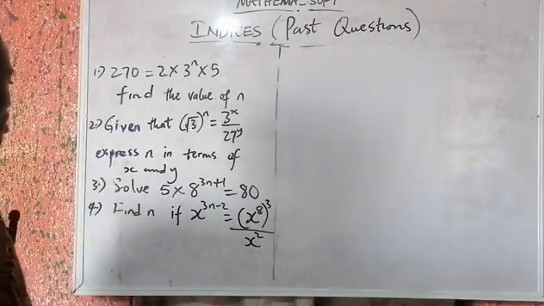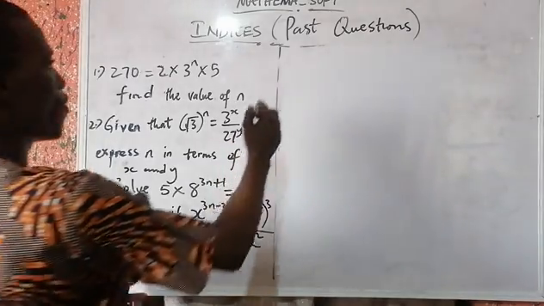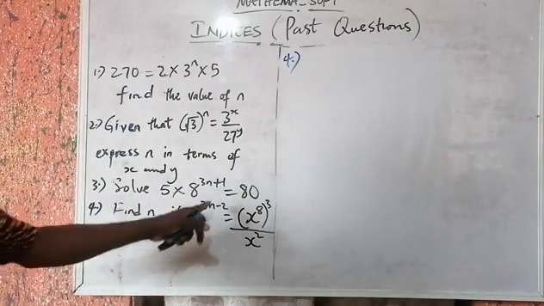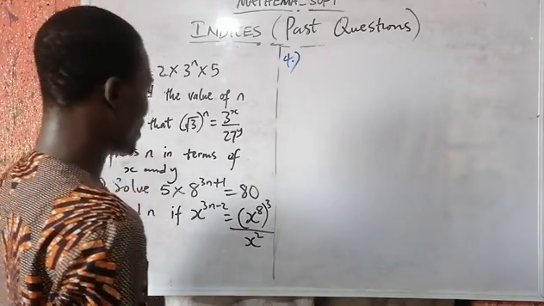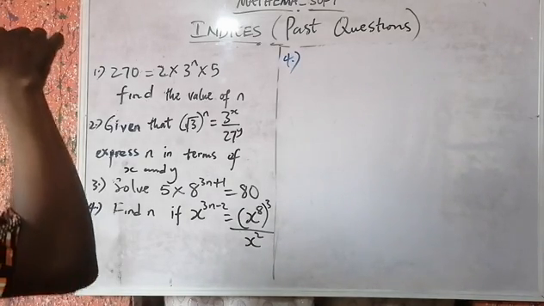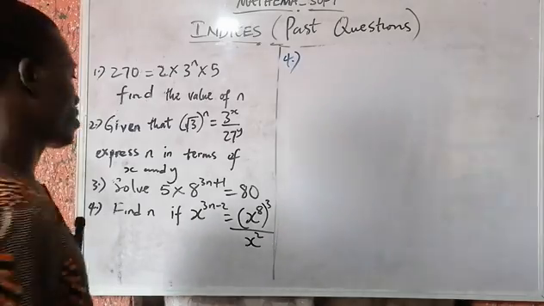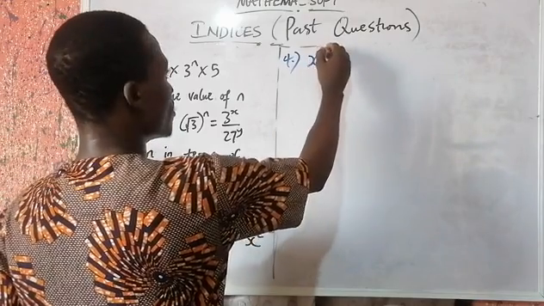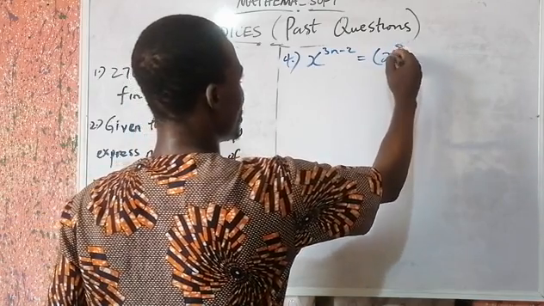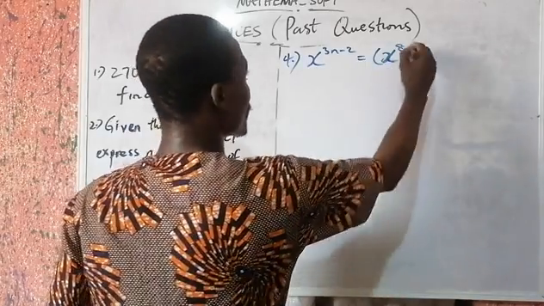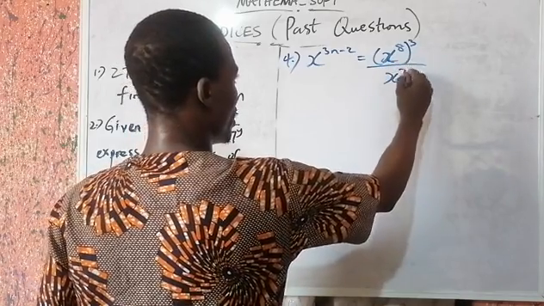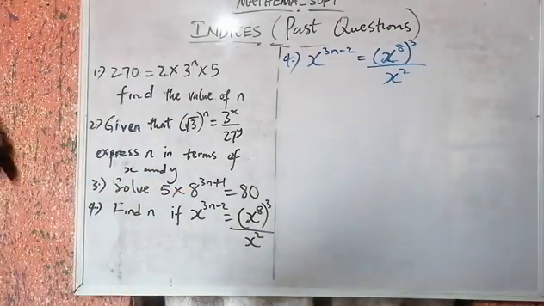Okay, yes, I'm excited. We are in number 4. Find n if x raised to power 3n minus 2 equals x raised to power 8, into bracket, raised to power 3, all over x squared. So let's take that: x raised to power 3n minus 2 equals bracket x raised to power 8, raised to power 3, over x squared.